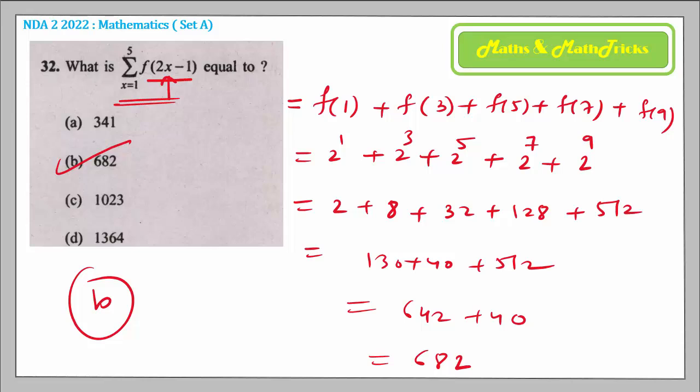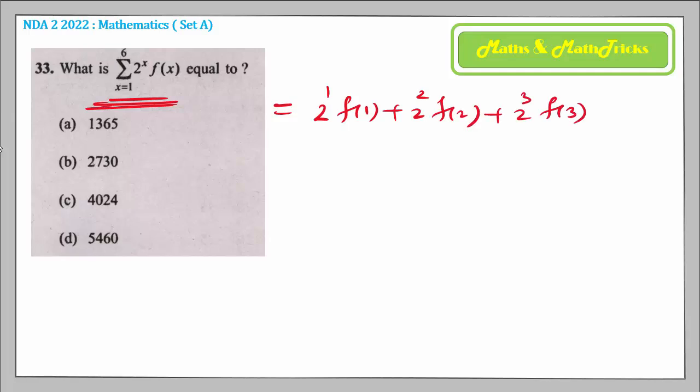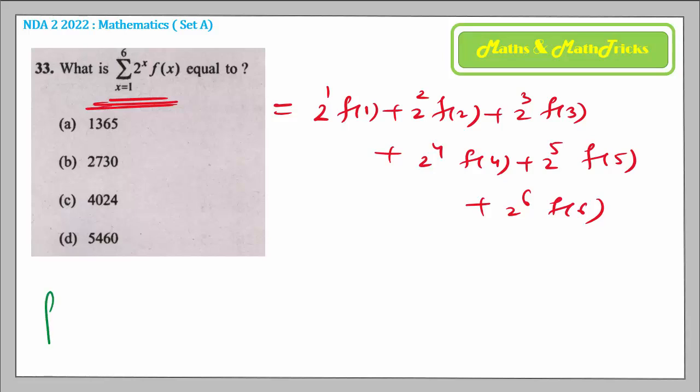Is that all clear? Coming on to the next question now, and here they ask you to evaluate the summation again. Again you have to keep substituting the x value from 1 to 6. So for the first one, what do you get? 2 to the power 1, f of 1. For the second one, 2 to the power 2, f of 2. For the third one, 2 to the power 3, f of 3. For the fourth one, 2 to the power 4, f of 4. Then for the fifth one, 2 to the power 5, f of 5. Then 2 to the power 6, f of 6. And we have already established the function f of n is 2 to the power n is the formula.